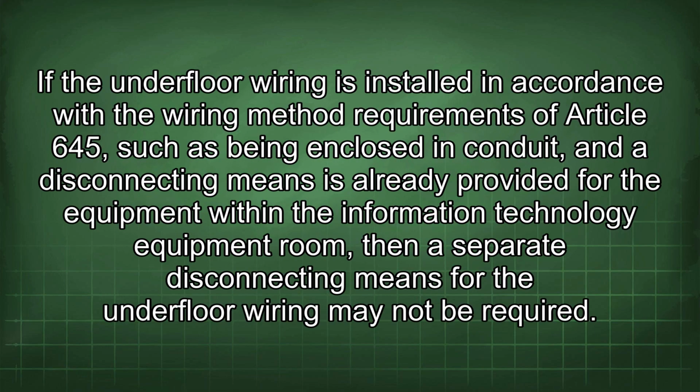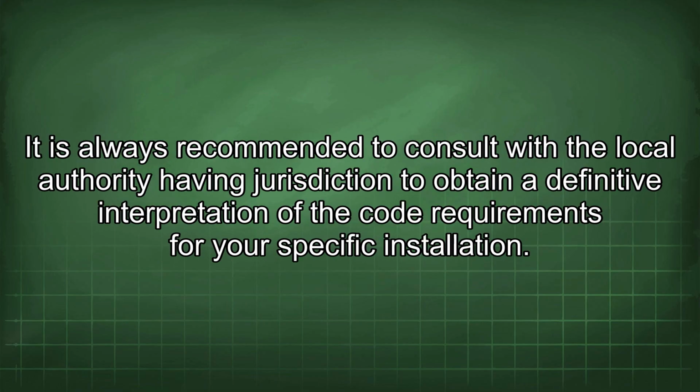If the underfloor wiring is installed in accordance with the wiring method requirements of Article 645, such as being enclosed in conduit, and a disconnecting means is already provided for the equipment within the information technology equipment room, then a separate disconnecting means for the underfloor wiring may not be required. It is always recommended to consult with the local authority having jurisdiction to obtain a definitive interpretation of the code requirements for your specific installation.